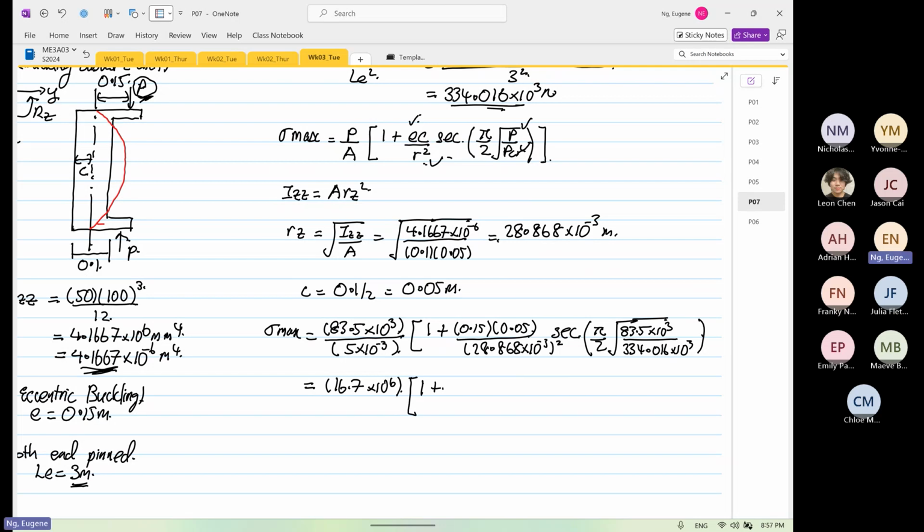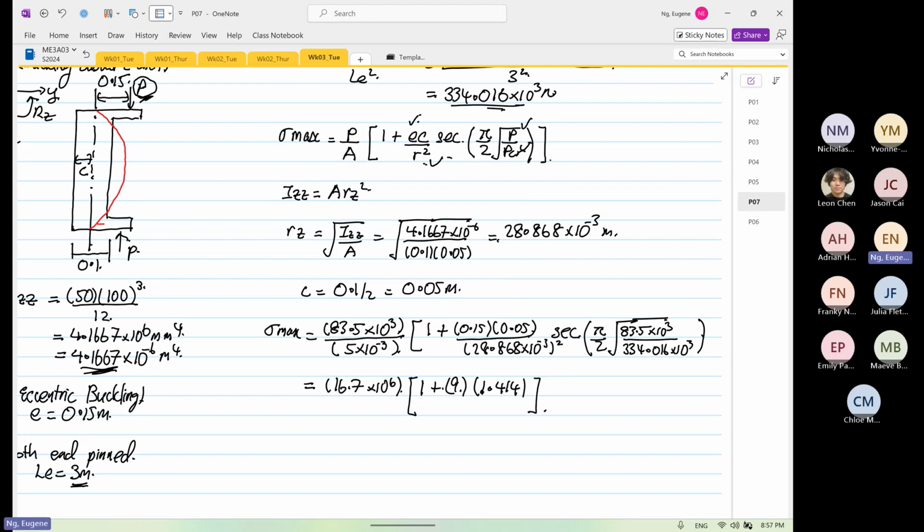So it's equal to 9. Let me do it again. 0.15 times 0.05 divided by 28.868 power minus 3 squared. It's equal to 9. Then 83.5 power 3 divided by 334.016 power 3, square root the whole thing times pi divided by 2, cosine of the whole thing. 1 divided by cosine is equal to 414.